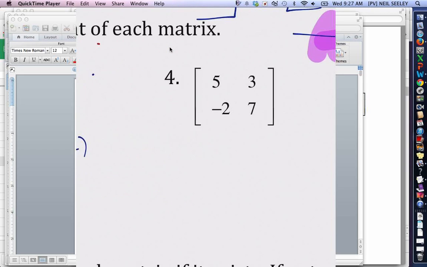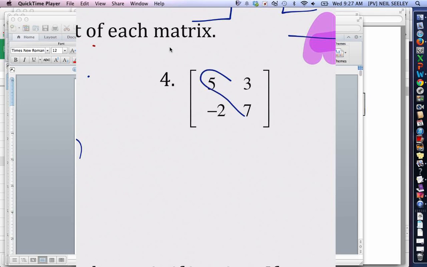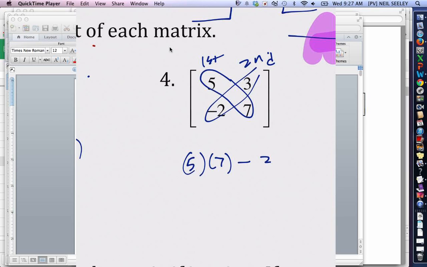The basics of a 2 by 2, so it starts with upper left first, we do that diagonal product first, and then we do this one second, and we get our determinant of 5 times 7, that's the first, minus 3 times -2. And so it's 35 plus 6, 41, and that's our determinant for that 2 by 2 matrix.